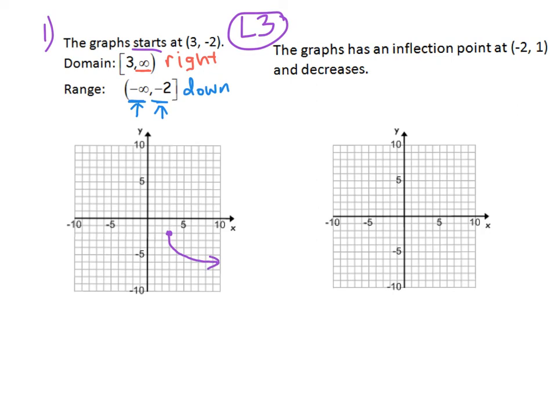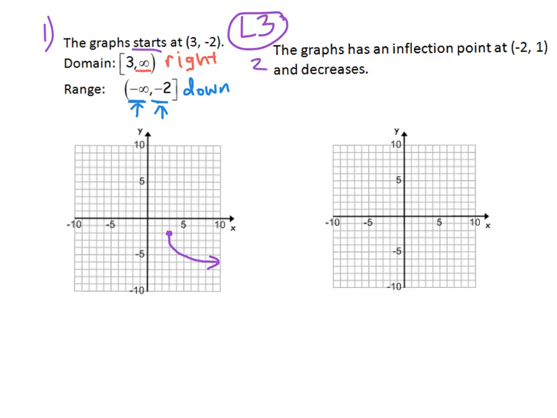Okay, if you wanted to double check that the domain and range fit this graph, you can. So it goes from 3 to infinity. Yep, it's starting at 3 on the x-axis as it's going infinitely to the right. And for the range, is it starting at -infinity, meaning is it going down? Yes. And then what is the uppermost? Again, bottommost to topmost. The topmost point is at -2.